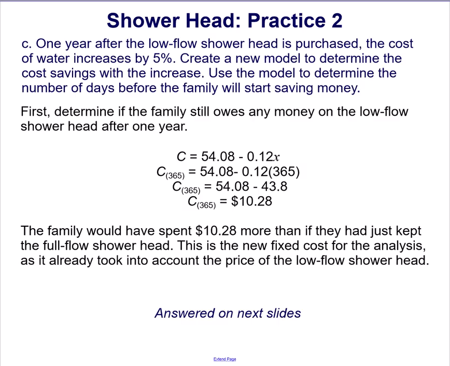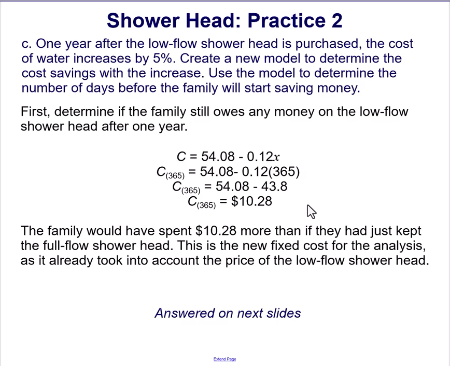First, we're going to determine if the family still owes any money on the low flow shower head after 1 year. So we take our cost model, and we see that our cost model is C is equal to 54.08 minus 0.12x. I replace x with 365 because there's 365 days in a year, and x represents the number of days. And performing the arithmetic, we find out that after 365 days, the cost is $10.08.